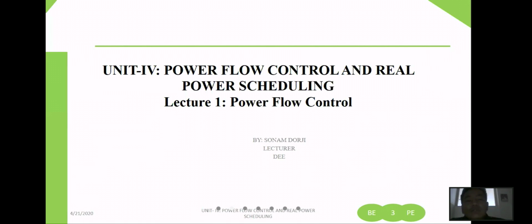But now we will go specific: how to control the power flow in specific lines. If there is a double circuit line, how do we control one circuit and then the other? AGC will just carry out the overall power flow. This we have to learn in unit 4: power flow control and real power scheduling. Today's lecture will be on power flow control, how to control the power flow, and why we have to control it.